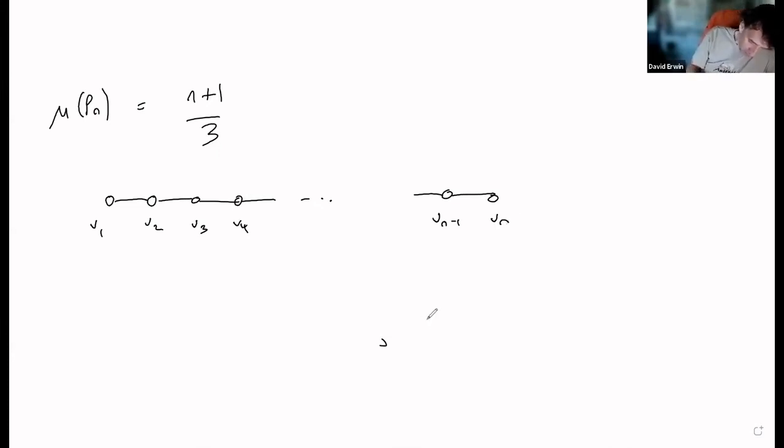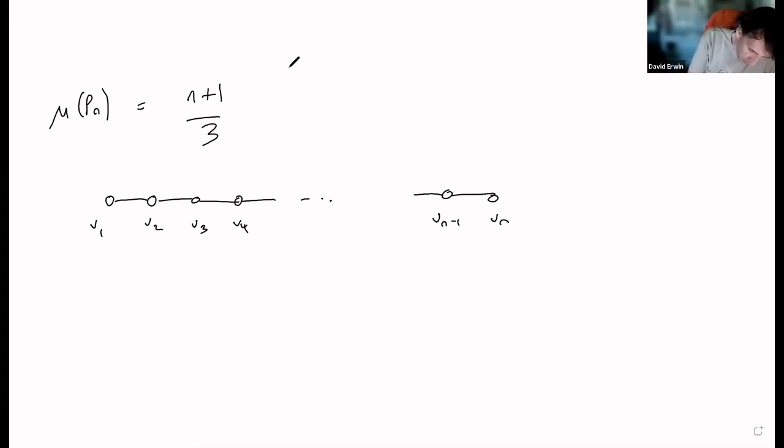Peter did an example of this in his talk, when he worked out the average distance of that small path, I think it was P4 or something. What he did was add up, saying how many pairs of vertices are at distance 1, how many pairs are at distance 2, and so on. And you can do that. I'm going to do things a slightly different way.